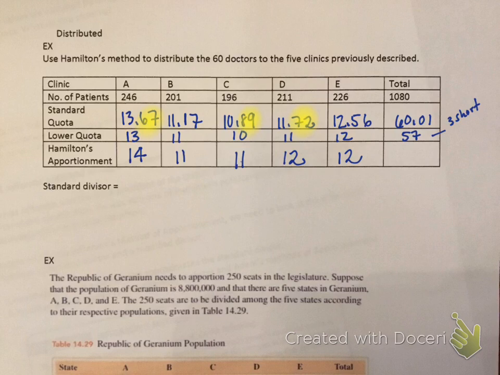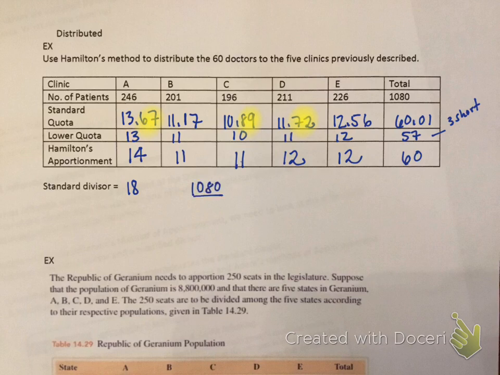So when I do that by apportioning the last 3 doctors, now when I add these up, I should have a value of 60 doctors, and I do. So once again, the standard divisor was 18. How did I get that?